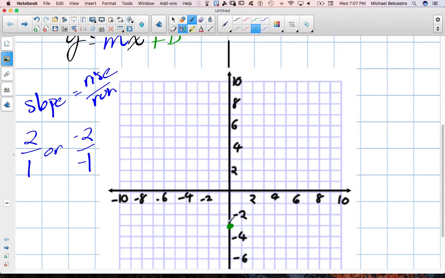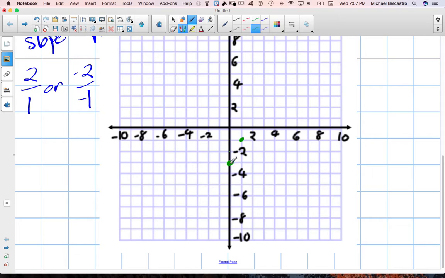So I rise, I go up 1, 2, and I go to the right +1. There's our slope. And the reverse of that, -2, is down 2, and -1 is to the left 1. There's our next point. So we now have 3 points along, and we can continue that pattern, 2 over 1, 2 over 1, 2 over 1. I'll do my best to fit a line here.